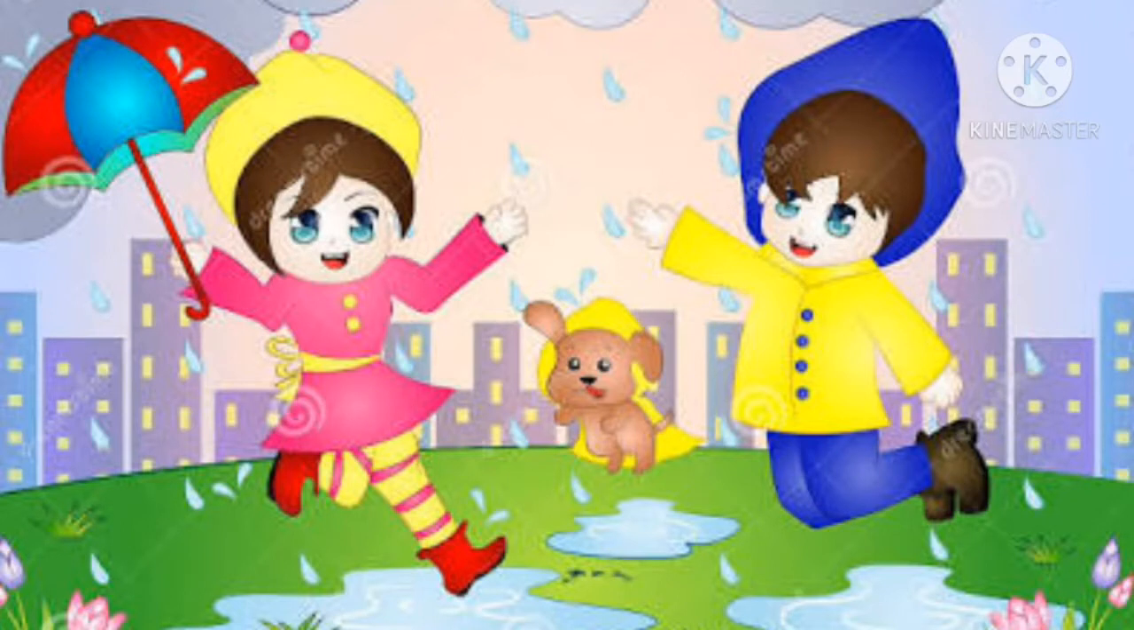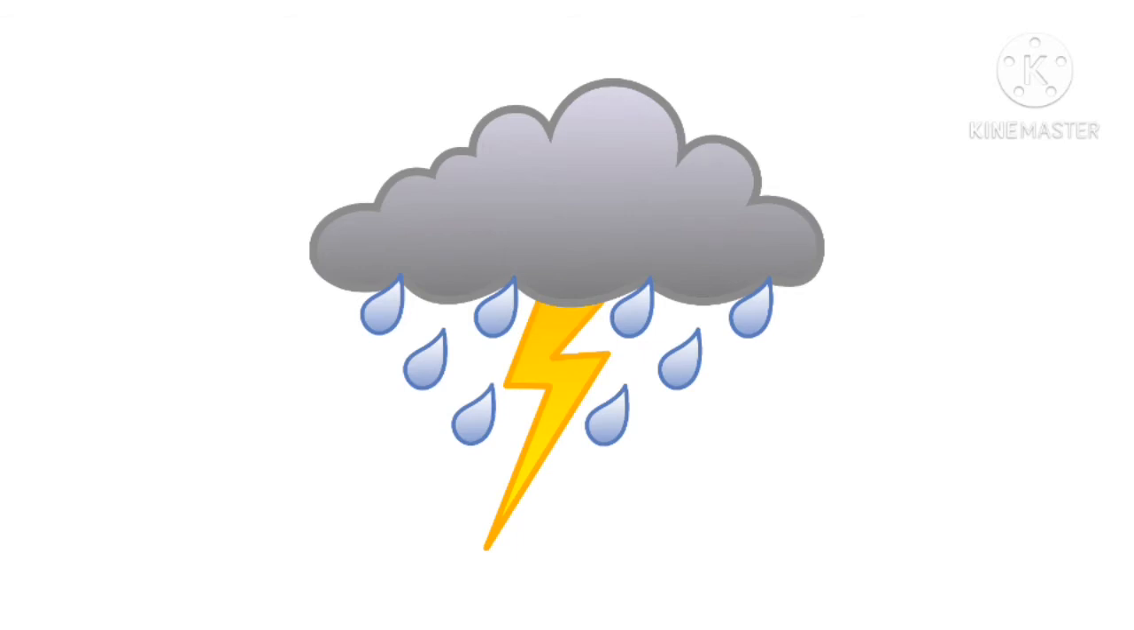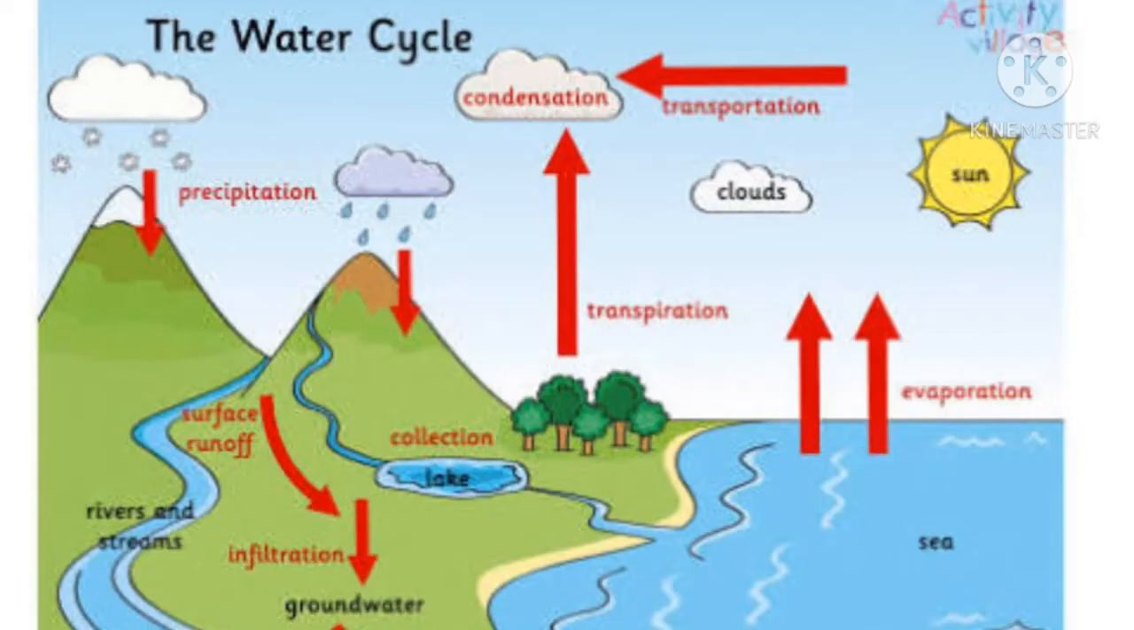Rain is the only natural source of fresh water. Water evaporates from the sea, ponds, and lakes due to the heat of the sun. It rises up and forms clouds. Clouds move due to the wind. We get rain from the clouds. Rain water gets connected with rivers and flows to the seas and oceans. This is a continuous process. It goes on. It is called the water cycle.